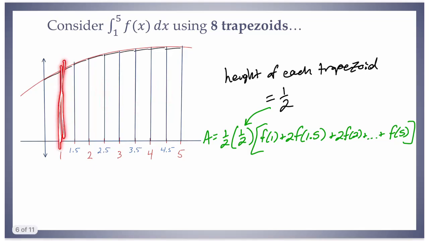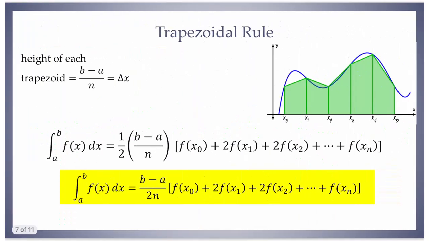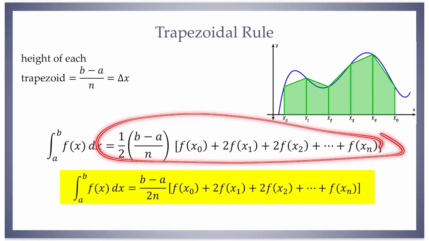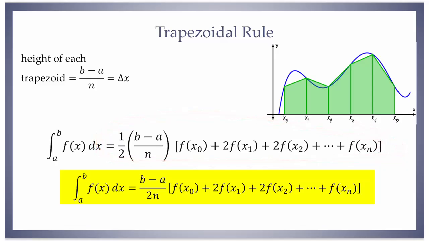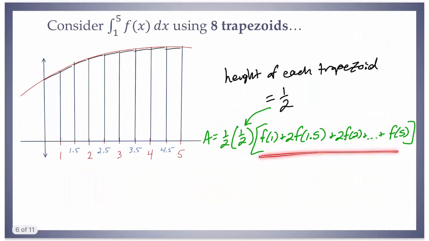But your lower bound f of 1 and your upper bound f of 5, that's only going to occur once in each sum. So this leads us to something that could be considered a bit more of a formal trapezoidal rule. So it's a formula if you'd like. Personally, I would not memorize the formula if you recognize the pattern.